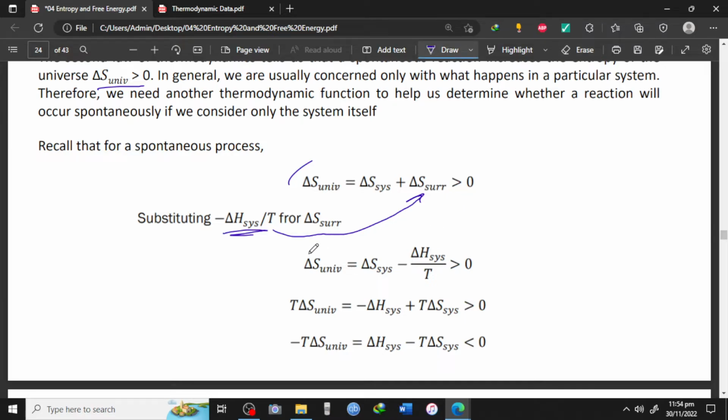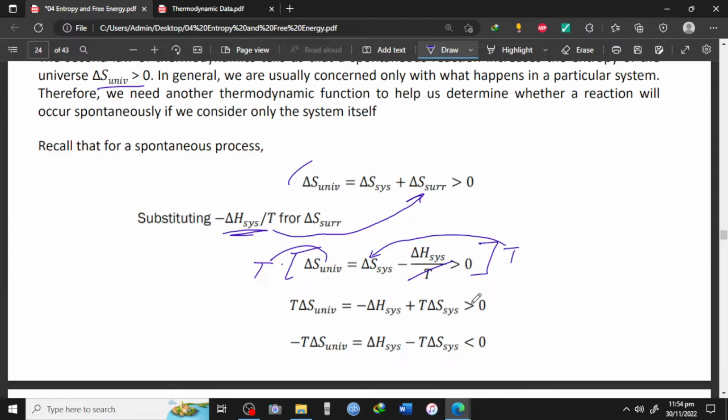So, we just have to multiply both sides by temperature. From there, imu-multiply natin ng temperature yung buong equation. Mamumultiply ito dito, tapos ito, makakancel niya yung sa baba, tapos mamumultiply yun dito sa term na to. So, from there, nagkaroon tayo ng T delta S universe is equal to negative H system plus T delta S system. So, ngayon, ano naman yung pwede natin gawin dito?